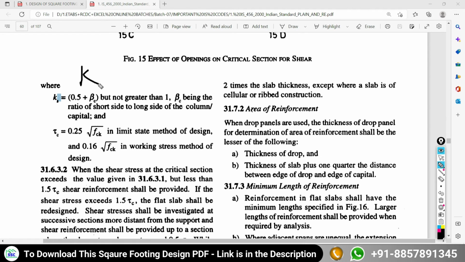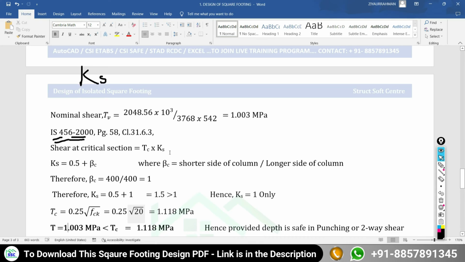Okay, the Ks you can find out. Then tau c, how can you calculate tau c? Tau c will be equal to 0.25 multiplied by the square root of fck in the limit state method of design. And you know that we are designing our foundation by the limit state method. So all these things are actually given in your sheet.